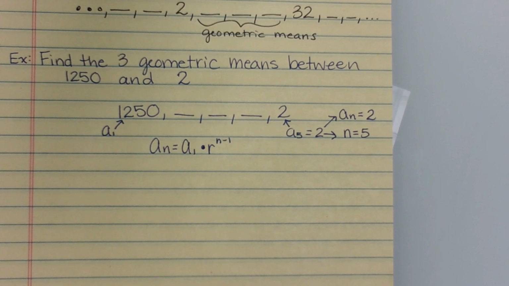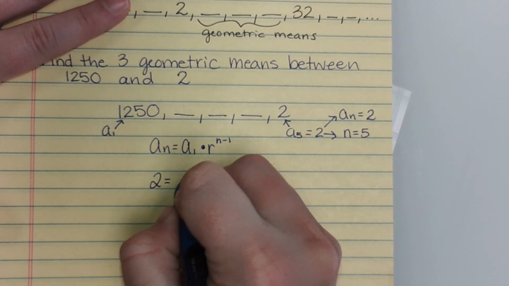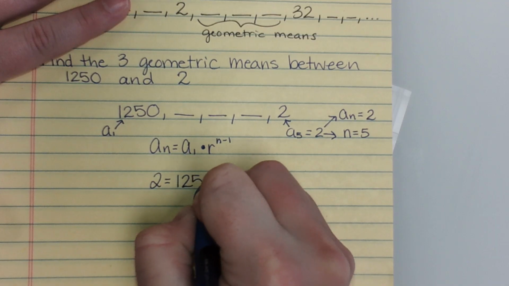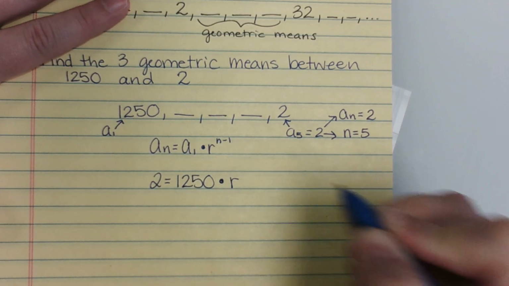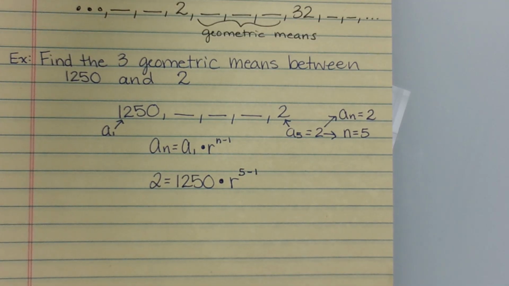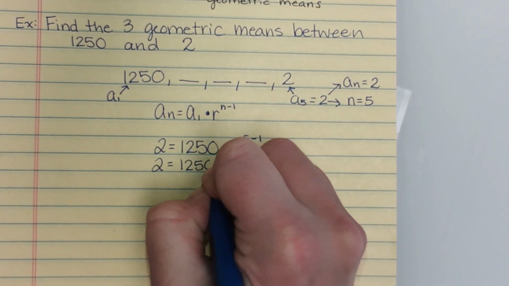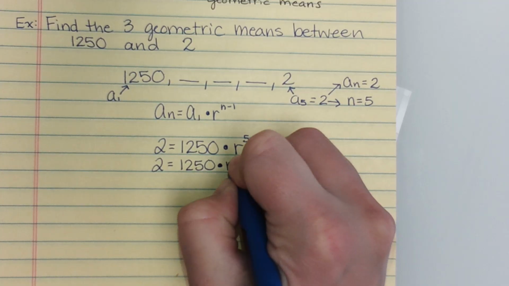Okay, so I plug in what I know. A sub n is 2 equals a sub 1, which is 1250, times r, which is what we're missing, to the power of 5 minus 1. Because if we knew what r was, if we knew what to multiply by from one term to get to the others, we would be perfectly okay. We don't know that. That's the problem. First thing I'm going to do is that subtraction, and I'm going to get r to the 4th power.